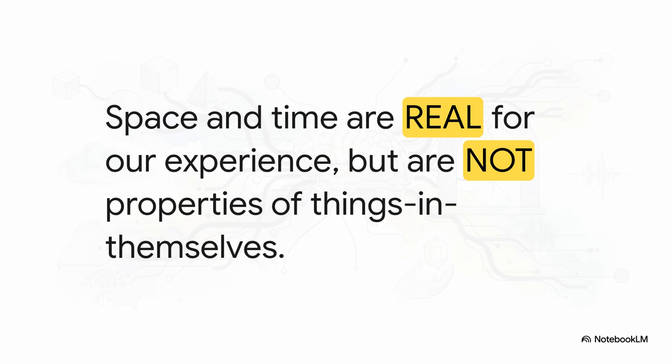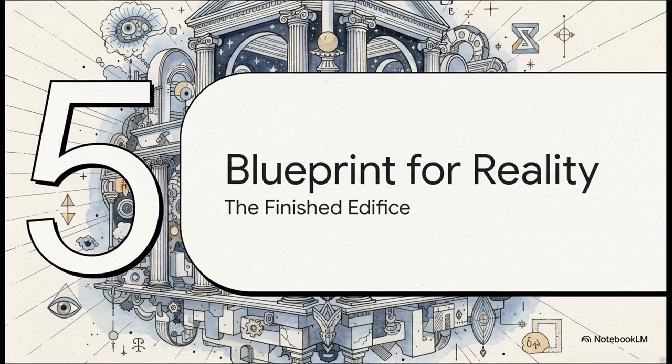But transcendentally ideal means that if we could somehow step outside of our human point of view, we have no right to say that space and time are properties of things as they are in themselves, totally independent of our minds. They are the shape of our perception, not necessarily the shape of ultimate reality. So now that we've laid the foundation and looked at the materials, what does this finished building, this architecture of reason, actually look like? What is it that Kant's blueprint ultimately builds for us?